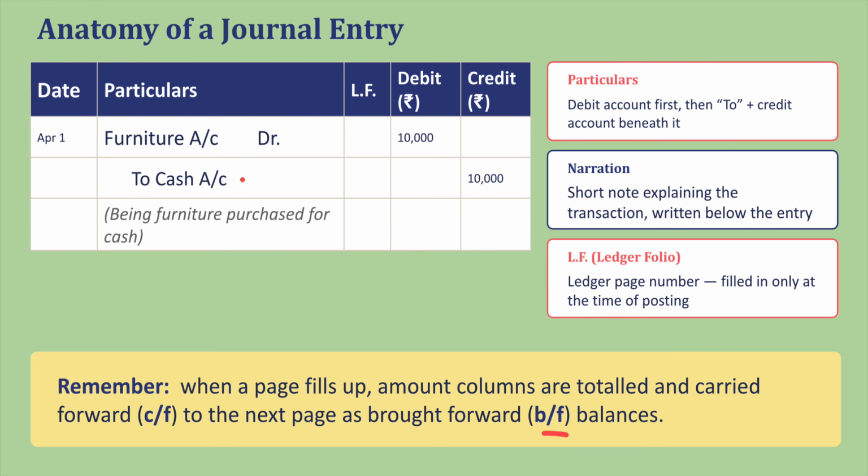Okay, so if you see with the golden rules of accounting, debit what comes in, credit what goes out. Here, what is coming in? Furniture. What is going out? Cash. So we'll debit furniture account and then credit cash account. So the journal entry will be furniture account debit to cash account. Okay, that's how we'll enter.